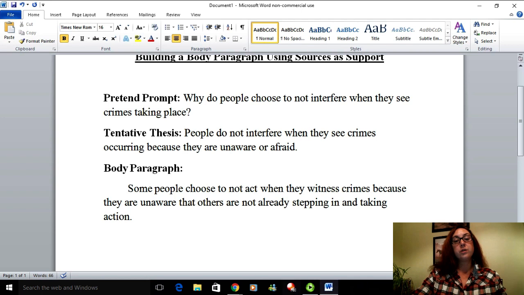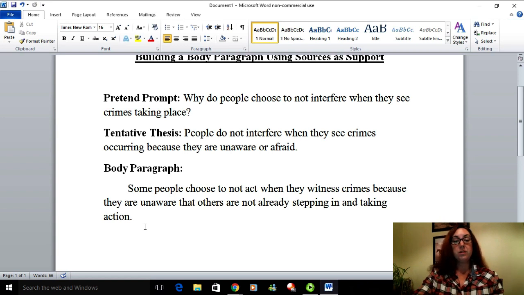So if you were actually going to build this body paragraph up, I'm just going to type it as I write or as I'm doing this, so this is not something I have pre-put together for you. I want you to literally see how I would do it. I have that topic sentence. Again, topic sentence directly connects to the tentative thesis. Thesis directly connects to the prompt. So again, all very clearly connected together.